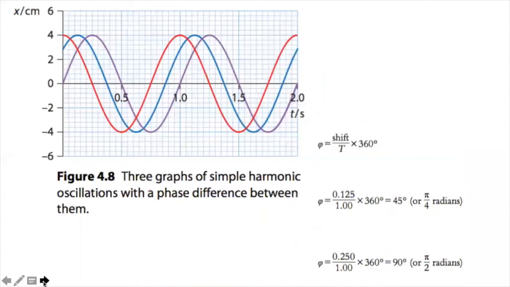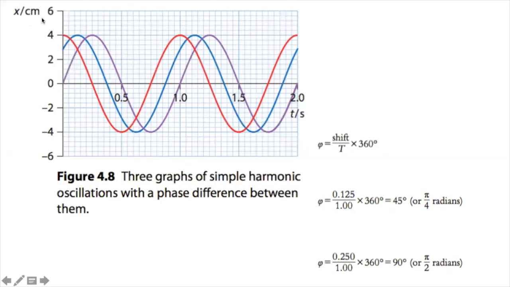So how do we solve this? For example, say we have the red wave, blue wave, and violet wave. By the way, I've taken this example from the book: three graphs of simple harmonic oscillations with the phase difference between them. So how do we identify the phase difference from red to blue and from red to violet? The formula for the phase difference is the shift over the period times 360 degrees.